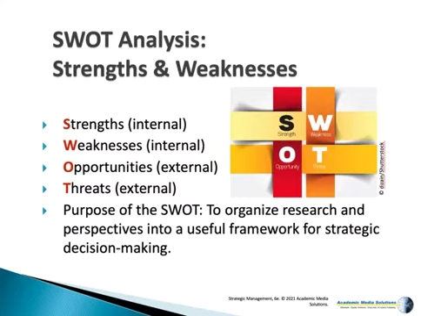Now, there are 2 parts to the SWOT. There's an internal piece and an external piece. The strengths and weaknesses represent the internal characteristics, the positive and negative characteristics, and the opportunities and threats are outside the firm. Now, the purpose of the SWOT is to organize research and perspectives into a useful framework for strategic decision making. The SWOT is not about creating information. The SWOT is about organizing information or research that you already have.